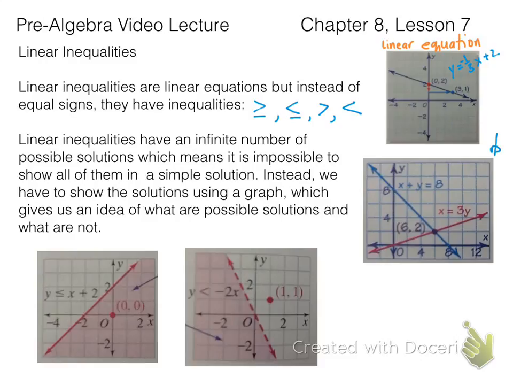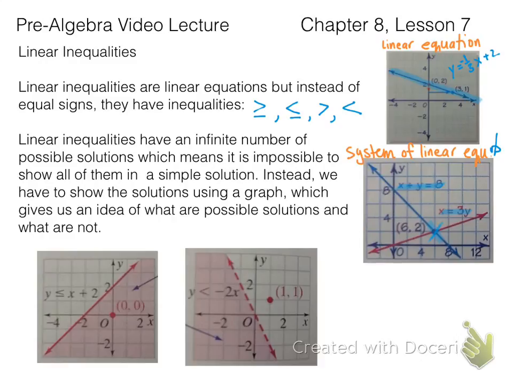Down here, we have a system of linear equations, and that means that we have two equations on the same graph, and the one point where they intersect right there is called the solution for those two lines. For the linear equation, any point on the line is a solution. For the system, only this one point is a solution.